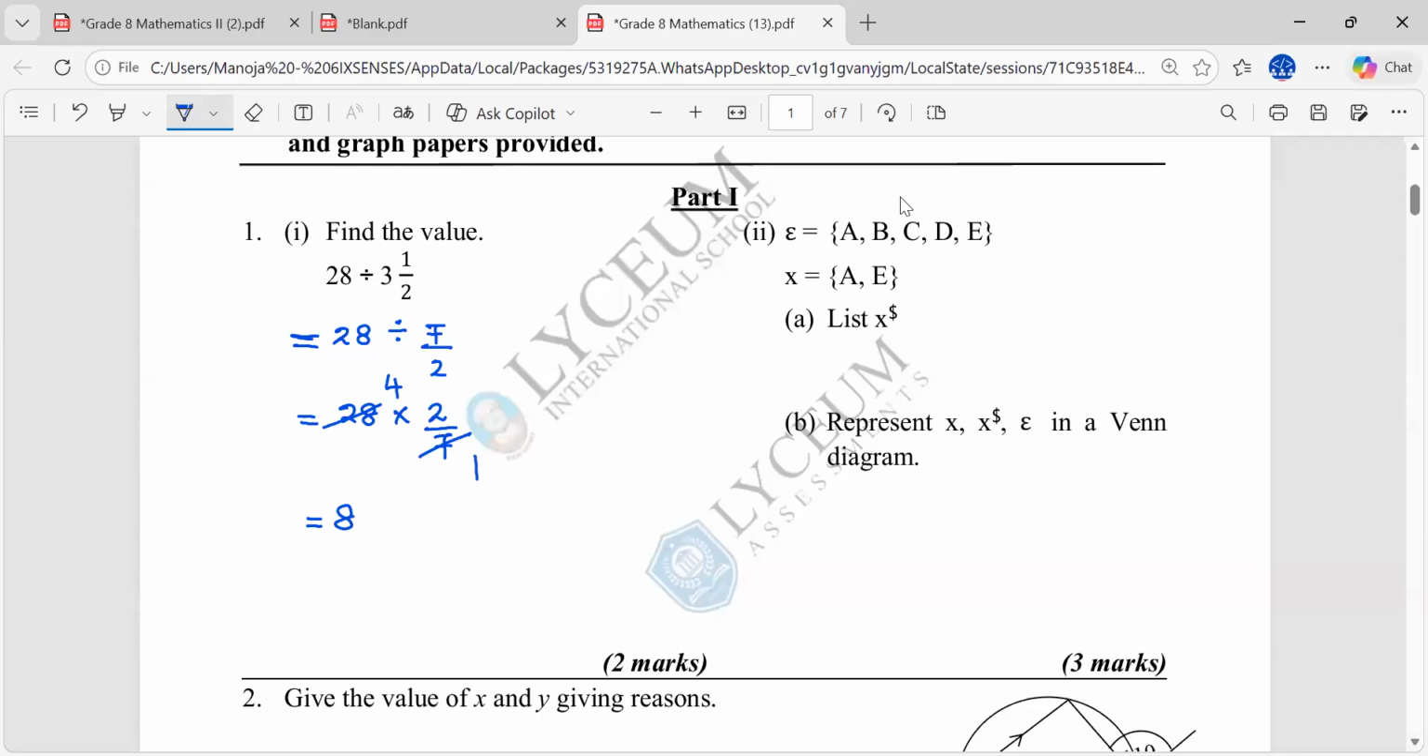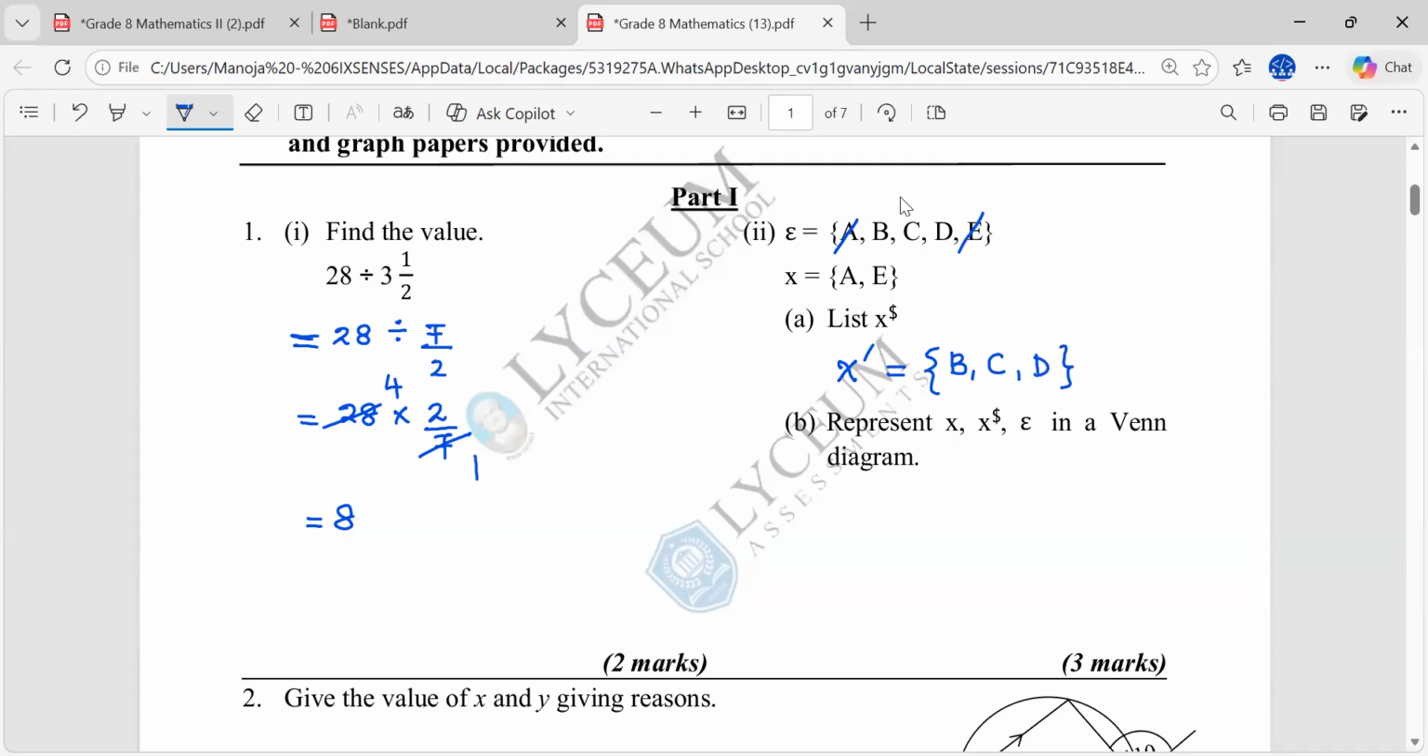They have given the universal set A, B, C, D, E, and the set X, you can see the letters A and E. Now, if you want to list down the X dash, so then how do you do that? You open the curly bracket. Now, A and E were in the X set. Therefore, the rest of the letters I take, B, C, D, and I close the curly bracket.